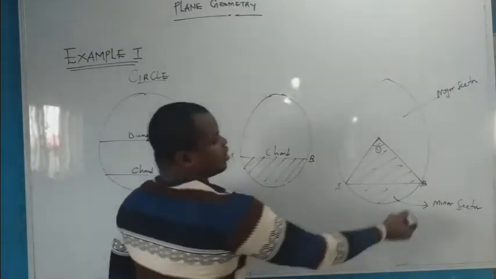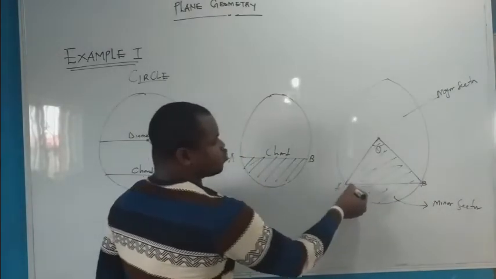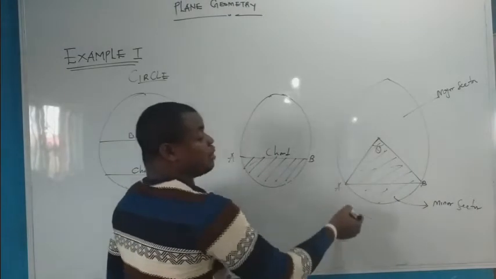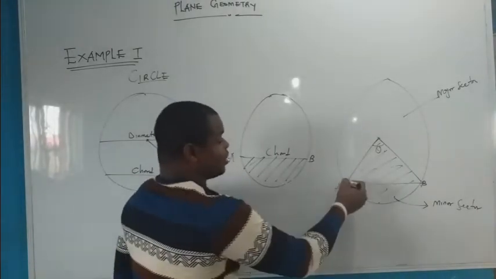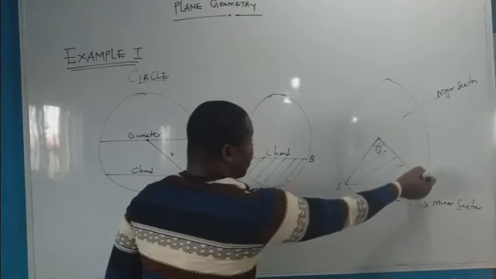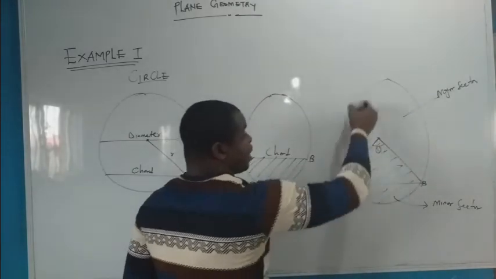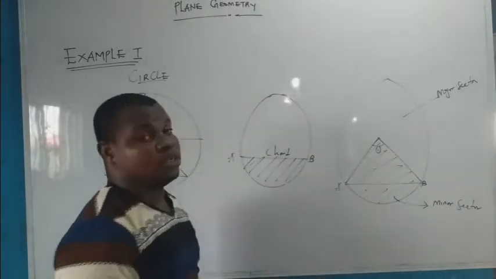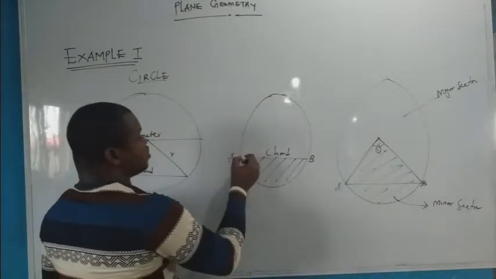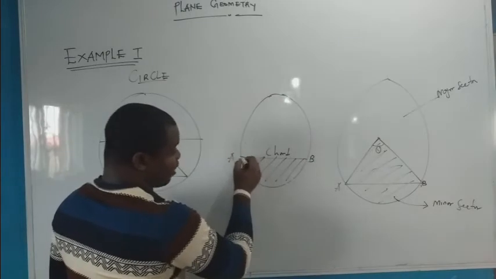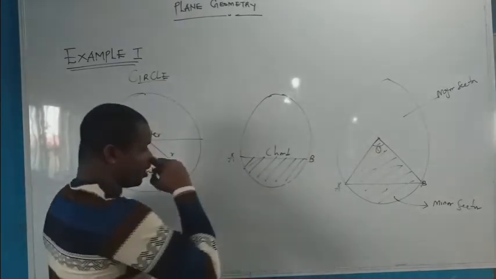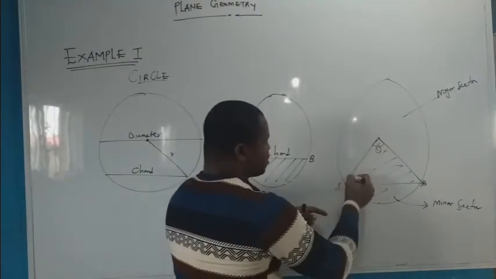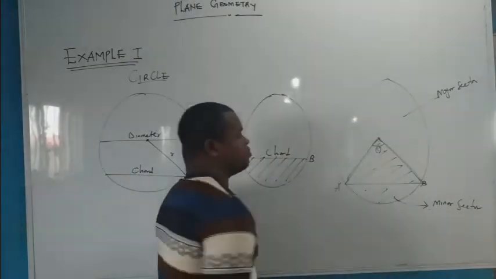So what's the arc? From here to here, from A to B, is called the minor what? The minor arc. Why? Because this line bounds the bigger part of the circle, and that is called the major arc. This one from here to here is not an arc. This is a segment. So here we have an arc. What forms the arc? It is a sector that forms the arc.